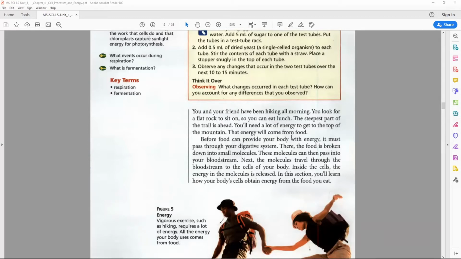Before food can provide your body with energy, it must pass through your digestive system. There, the food is broken down into small molecules. These molecules can then pass into your bloodstream. Next, the molecules travel through the bloodstream to the cells of your body. Inside the cells, the energy in the molecules is released. In this section, you'll learn how your body's cells obtain energy from the food you eat.